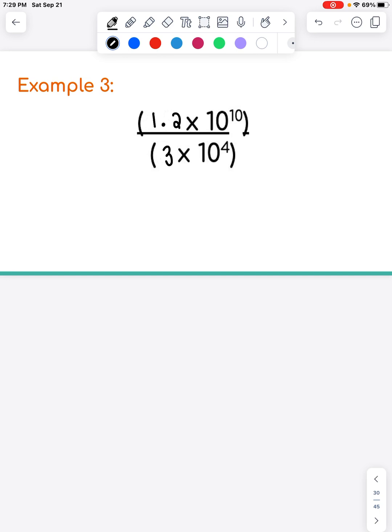Go ahead and try this example on your own, and then come back and check my answer. You should have gotten 0.4 times 10 to the 6th, but 0.4 is too small. I need to move my decimal and subtract from my exponent. So I have 4 times 10 to the 5th.